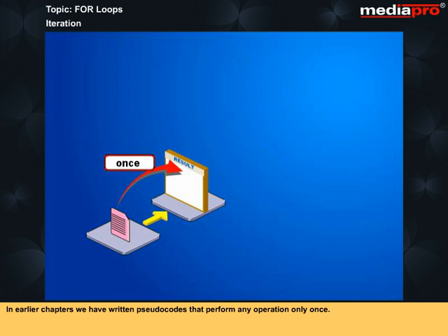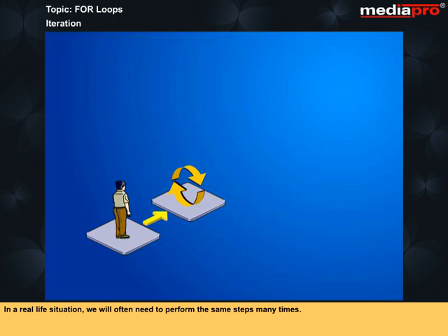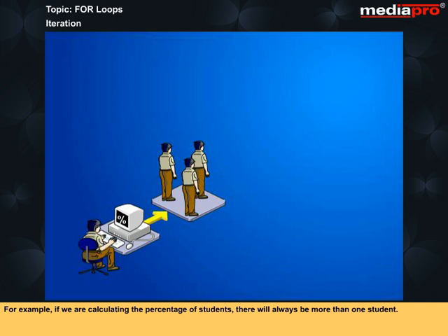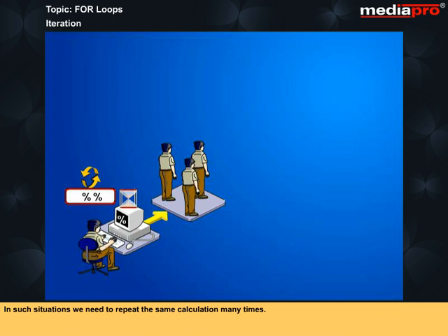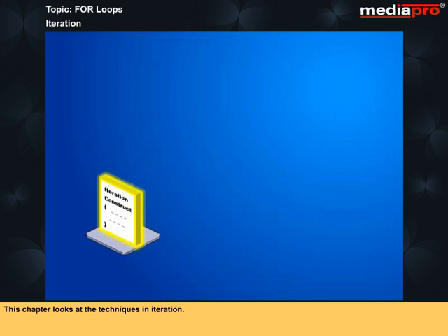In earlier chapters, we have written pseudocodes that perform any operation only once. In a real-life situation, you will often need to perform the same steps many times. For example, if we are calculating the percentage of students, there will always be more than one student. In such situations, we need to repeat the same calculation many times. This is called an iteration. This chapter looks at the techniques in iteration.